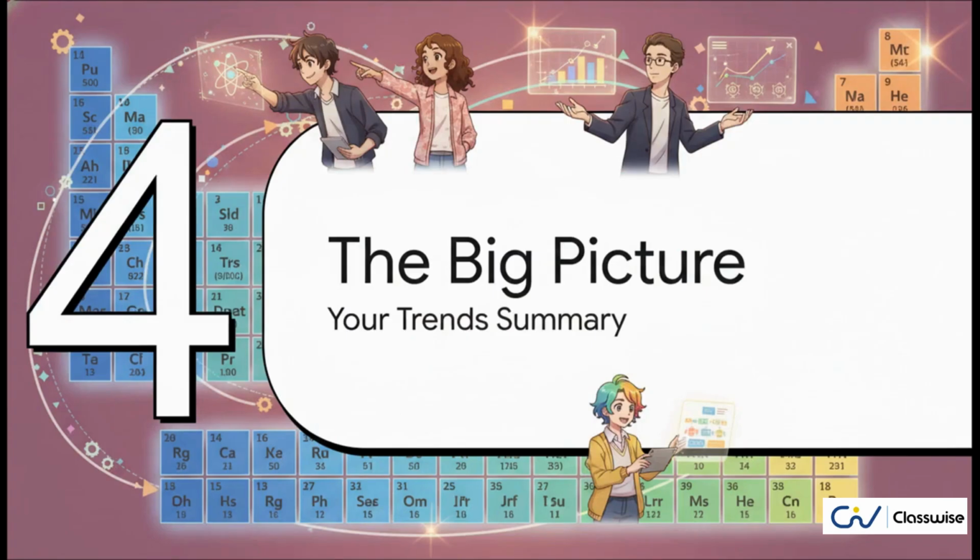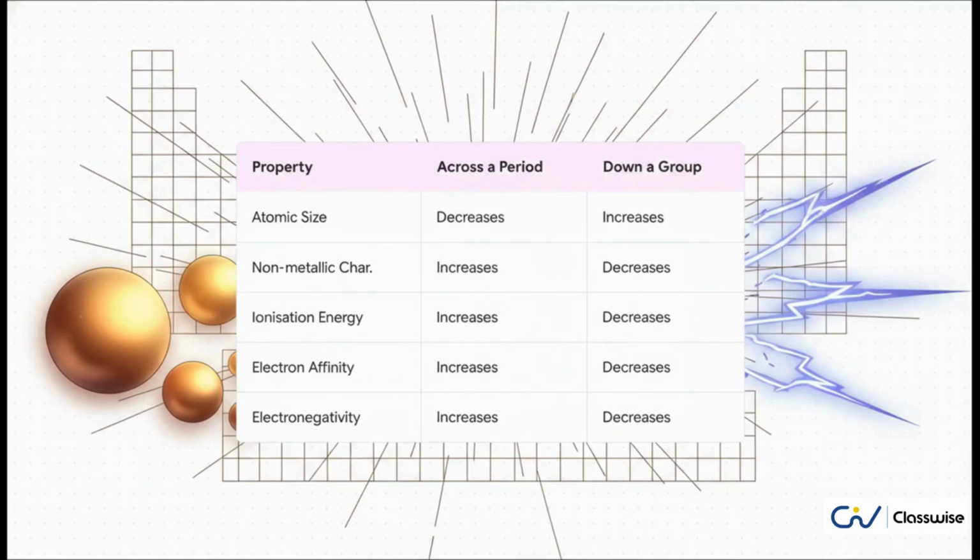Okay, Section 4, the big picture, your trends summary. We've gone through the layout, we've looked at the rules. Now let's zoom out and put it all together into one simple master cheat sheet. And here it is. This is it, the master key to the whole map.